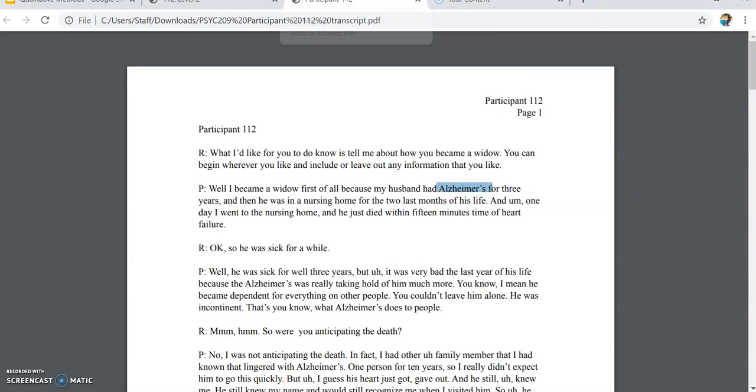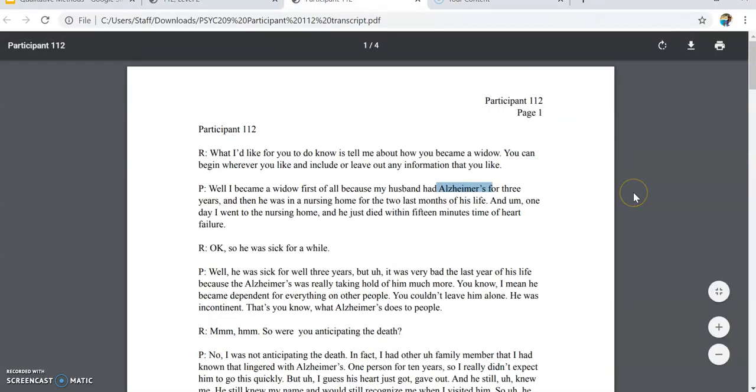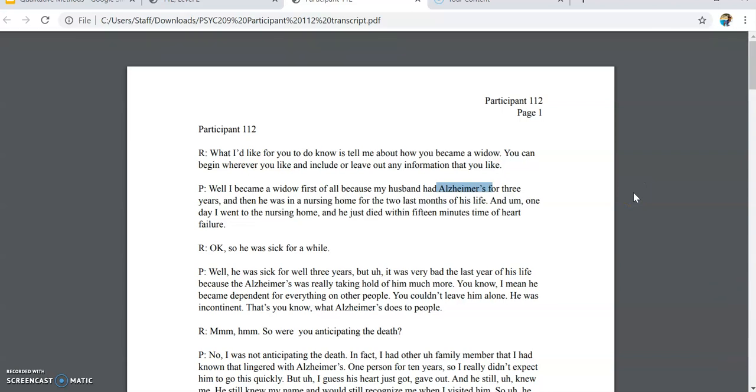So if I can get this right, I'll show you the transcript from a participant from my dissertation who gave me permission to use her interview with my students. And what you can see here is my question, that's here, I'm the researcher.